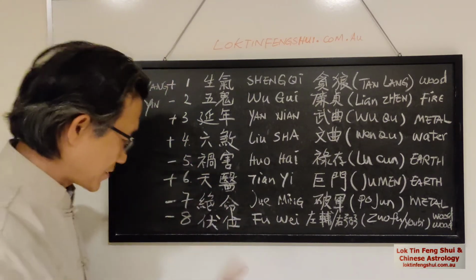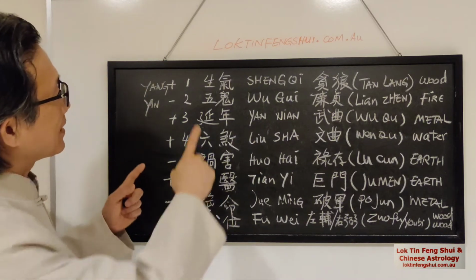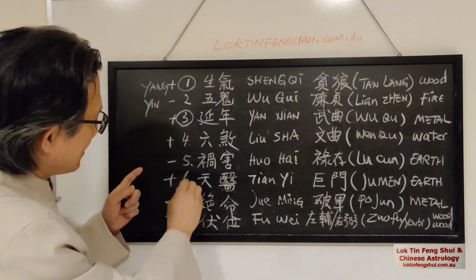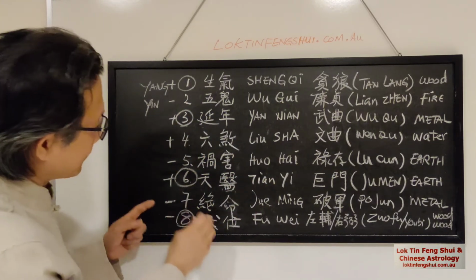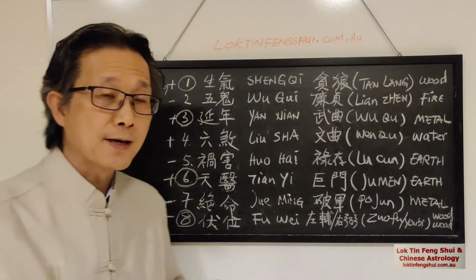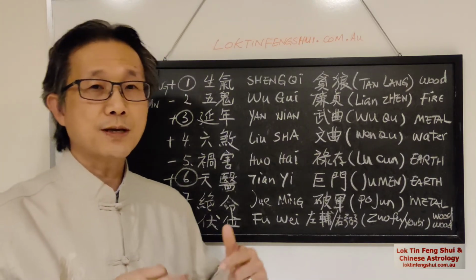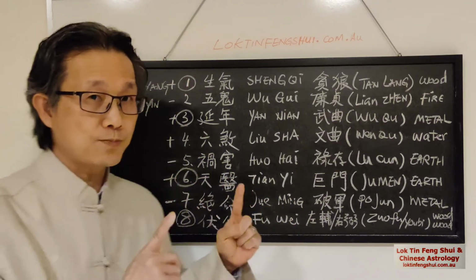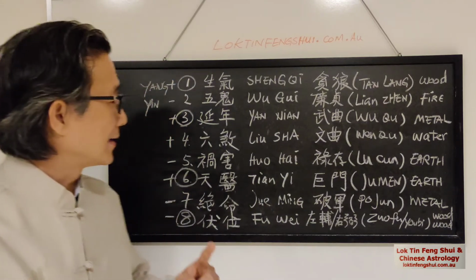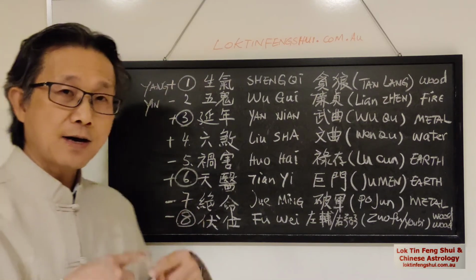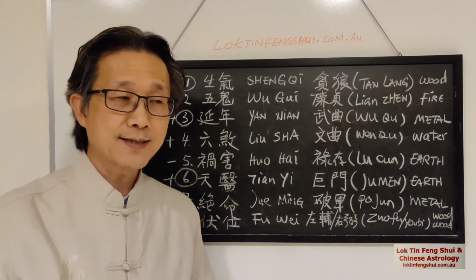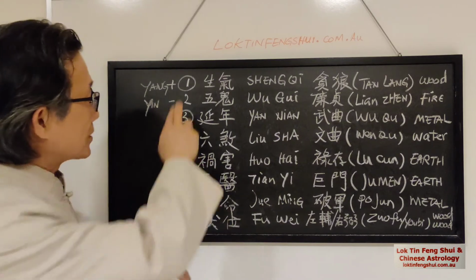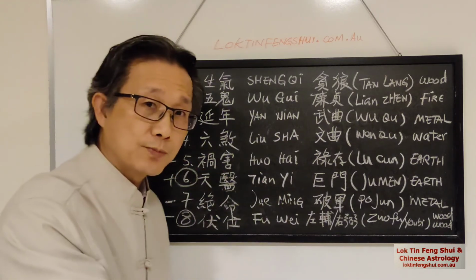The good stars, like the Sheng Qi, Yan Nian, Tian Yi, and the Fu Wei, are considered good stars. If the house belongs to the East group, these good stars will always be in the East group area. If it is a West group house, for example facing East and sitting West, all these good stars will go to the West group sectors.